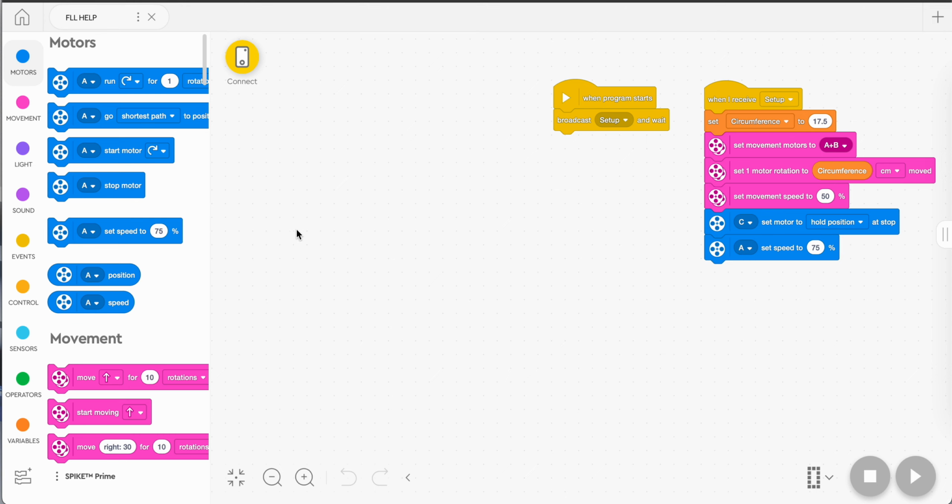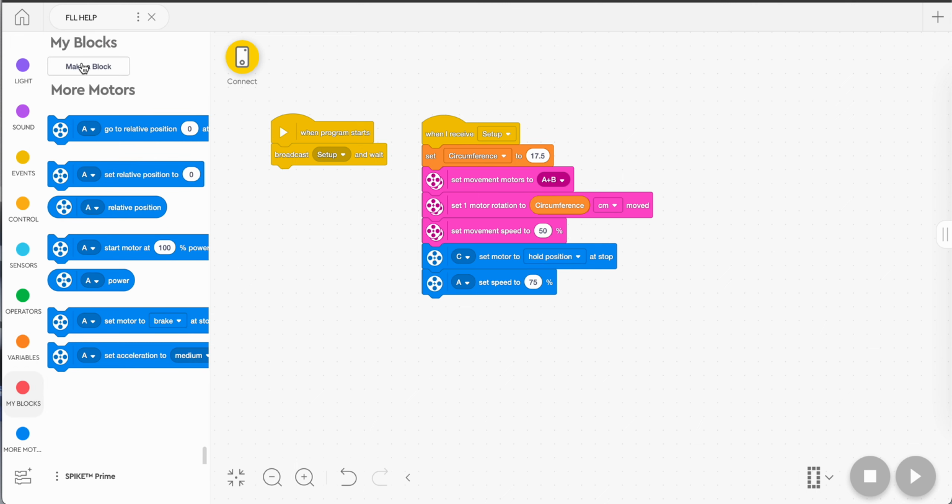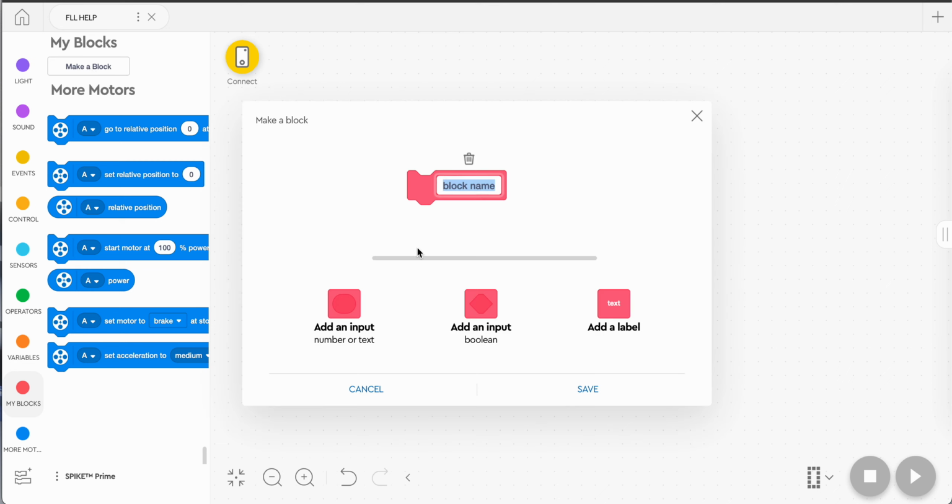Alright, in our last video, we worked on setup. Today, we're going to be working on turn by gyro. So proceed to My Blocks and click this button called Make a Block. Now, you want to call this name turn by gyro. There you go. And now you want to grab an input.